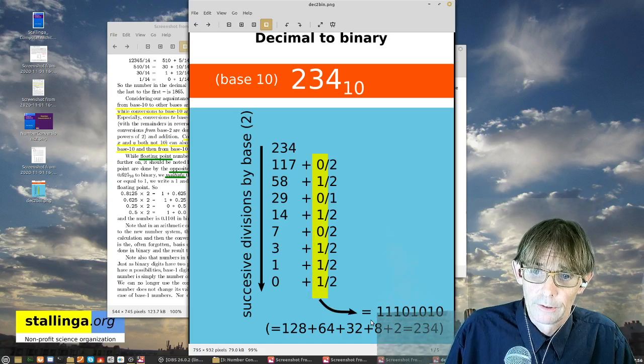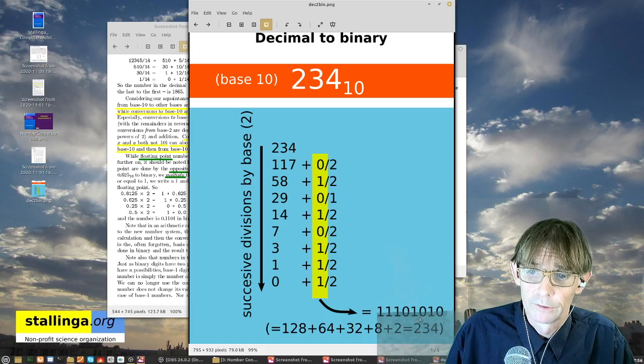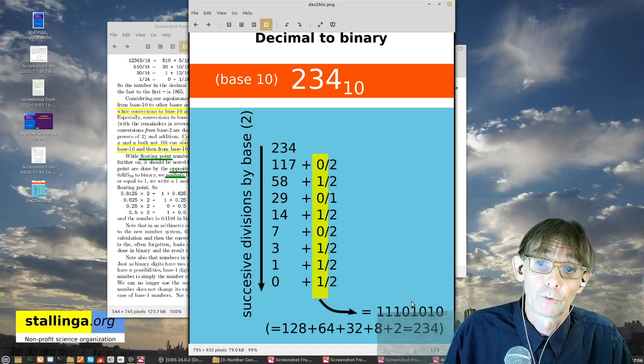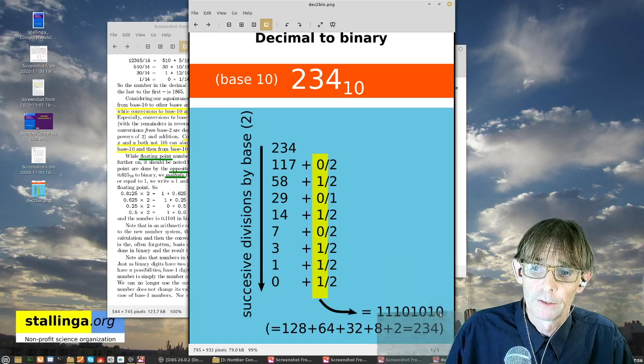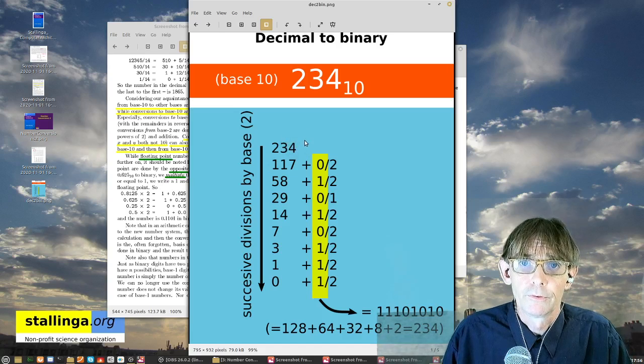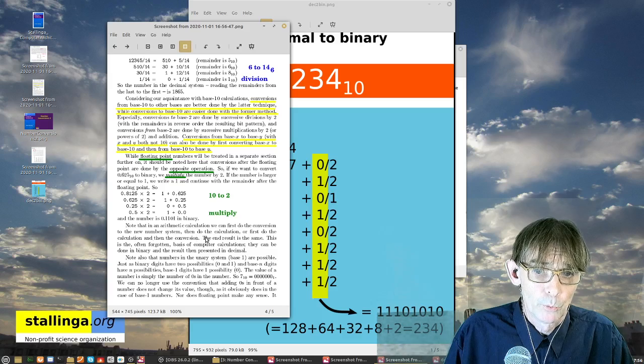And now at the end, we read the number backwards, so we get that 234 in decimal is in binary 1, 1, 1, 0, 1, 0, 1, 0. And if you want to convert this number 11101010 to decimal, of course we use the opposite technique. We multiply this with 1, this with 2, this with 4, this with 8, this here with 32, 64 and 128, and we get of course 234. So this is basically how it works.